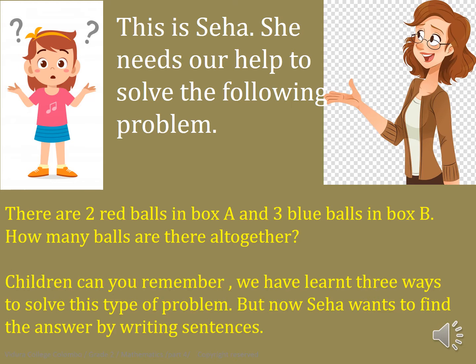Now children, listen carefully. There are 2 red balls in box A and 3 blue balls in box B. How many balls are there altogether? Children, can you remember we have learnt 3 ways to solve this type of problem. But now Seha wants to find the answer by writing sentences. So she needs the answer in a different way. Let's help her out.